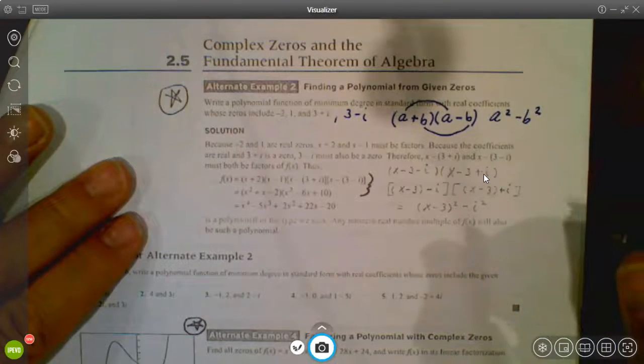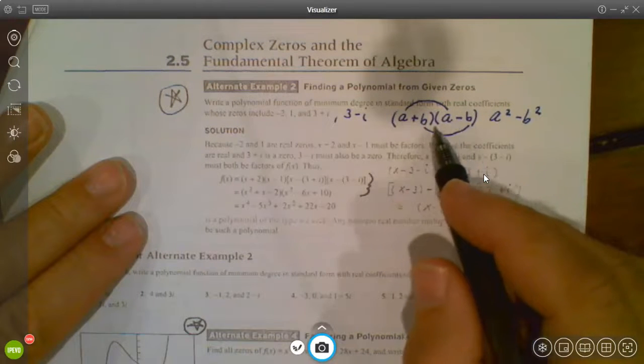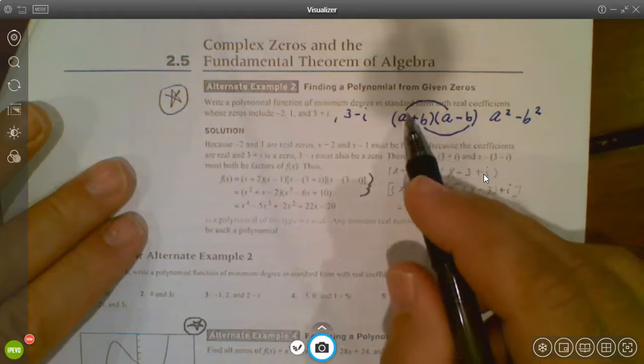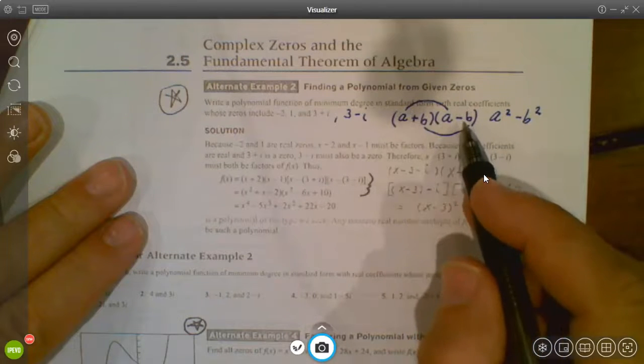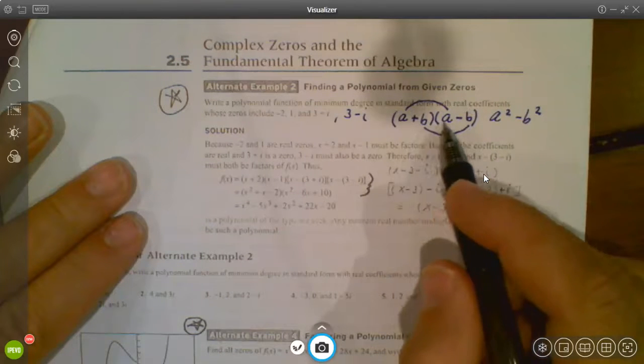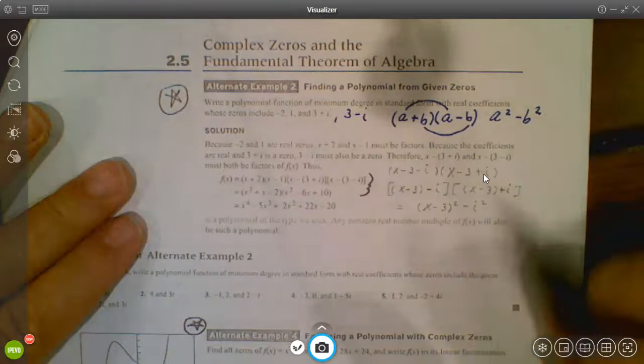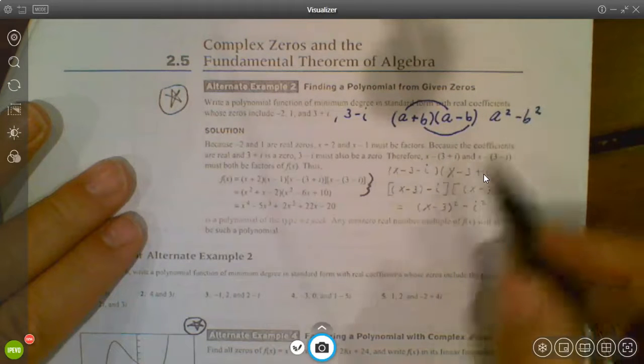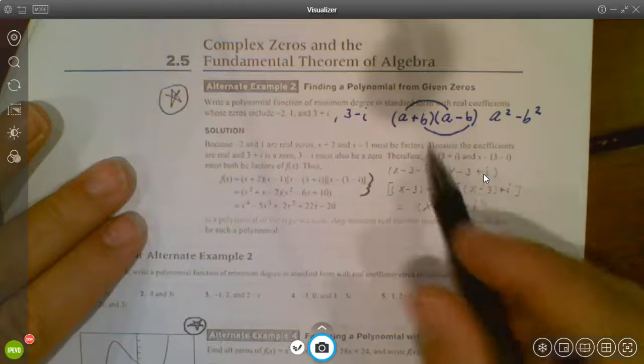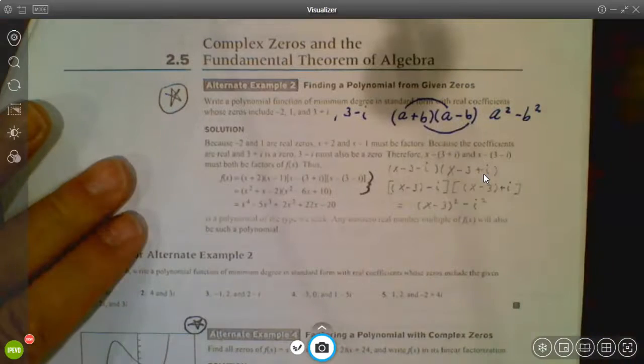Right, that will always happen when you're multiplying conjugates, because the middle terms would cancel. If you looked right here, this would be negative ab, this would be positive ab, those guys would cancel. So this is all that needs to be done. The whole purpose of doing this is to set up this scenario, right?